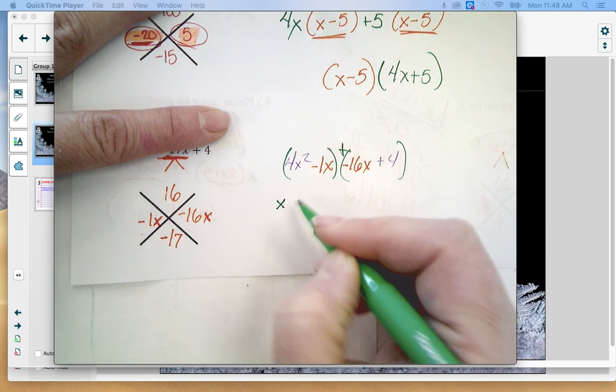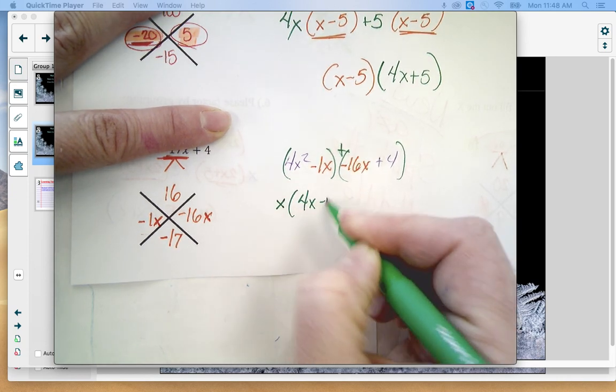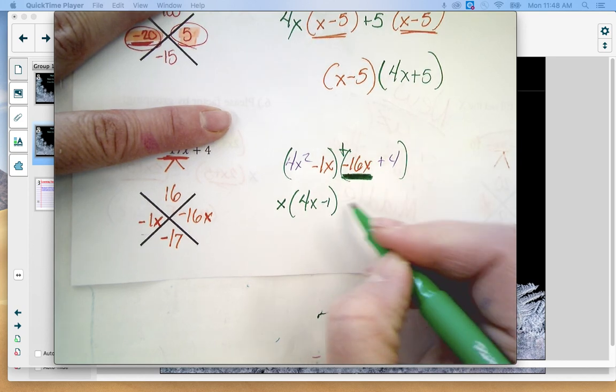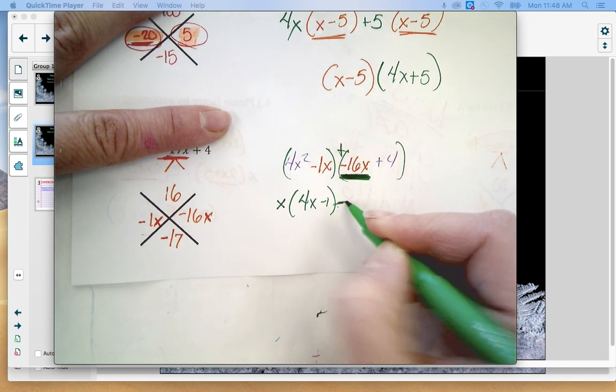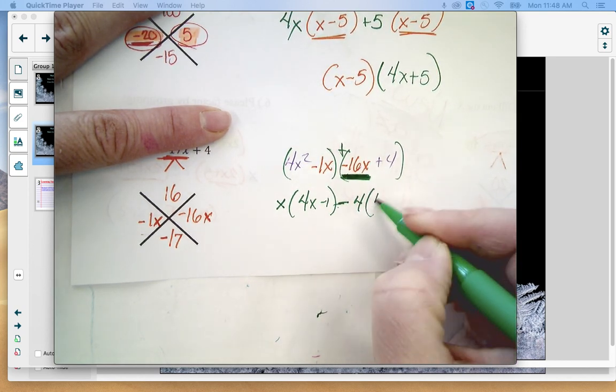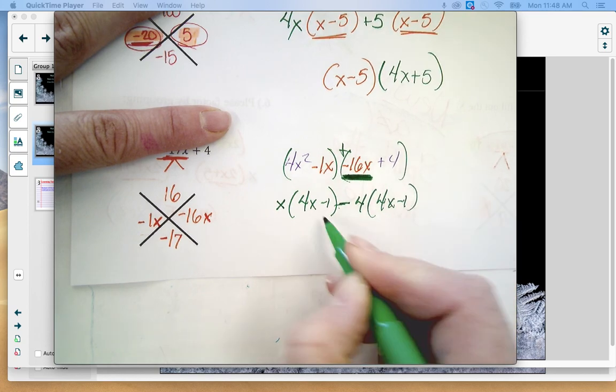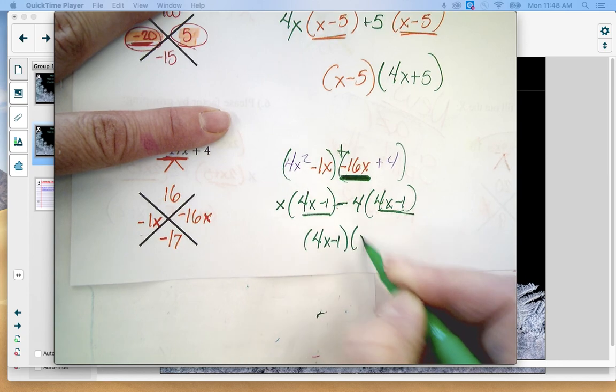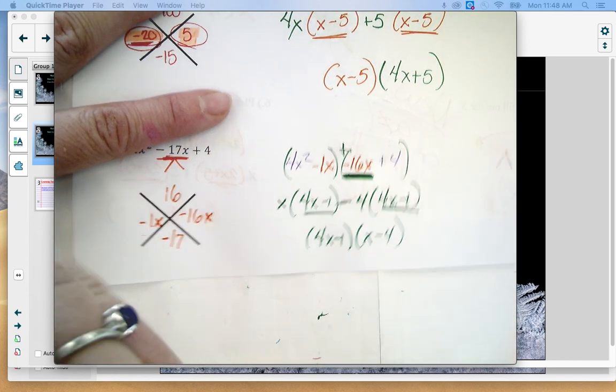Mine is 1x times 4x minus 1. Notice, negative leading coefficient, so my GCF is going to be negative what? Negative 4 times 4x minus 1. Common binomial, 4x minus 1 times x minus 4.